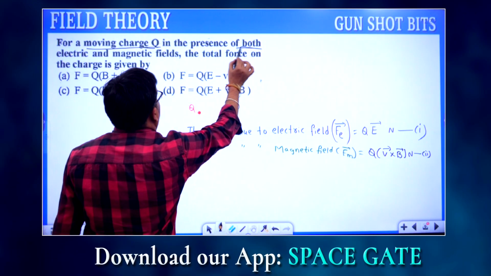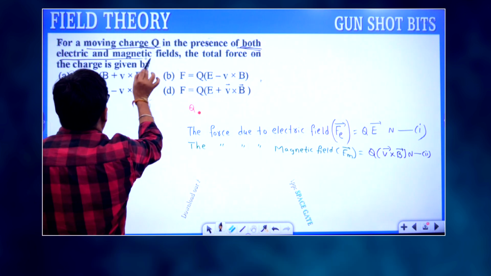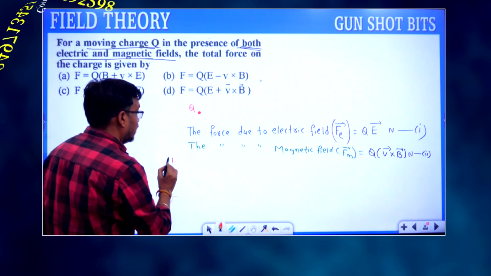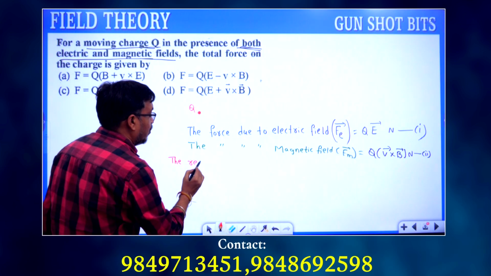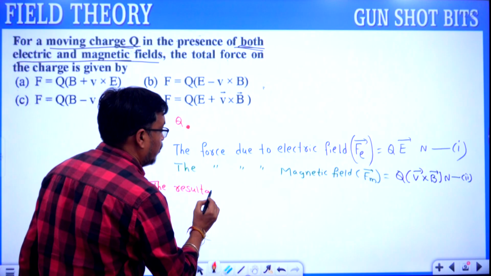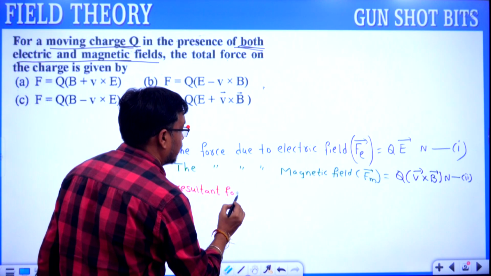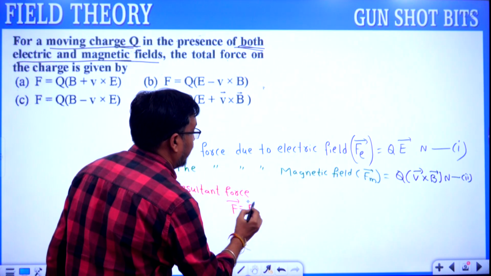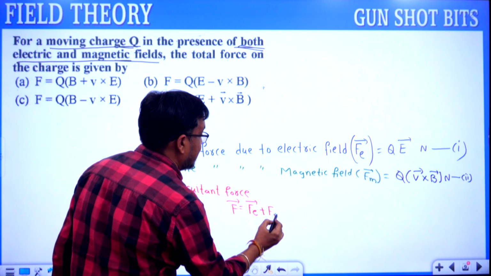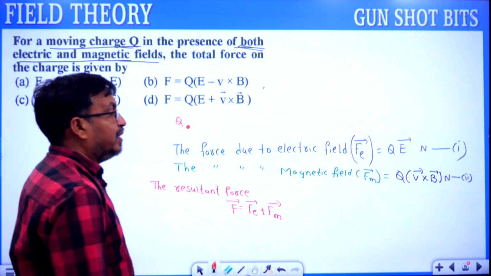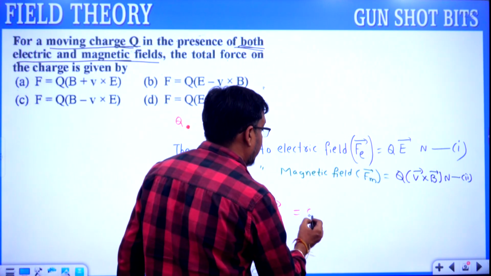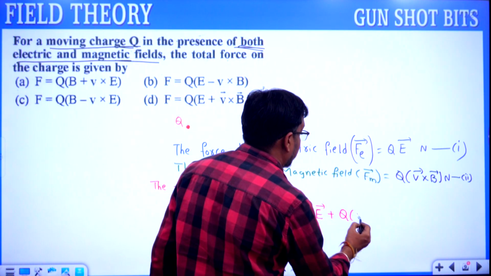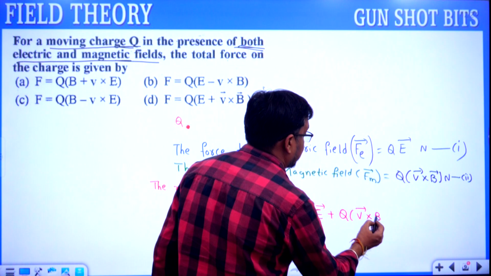Now here the charge is moving in both fields, means electric field as well as magnetic field. Then the resultant force F equals Fe plus Fm, electric force as well as magnetic force. What is the electric force here? That is QE newtons, and magnetic force is Q into V cross B newtons.